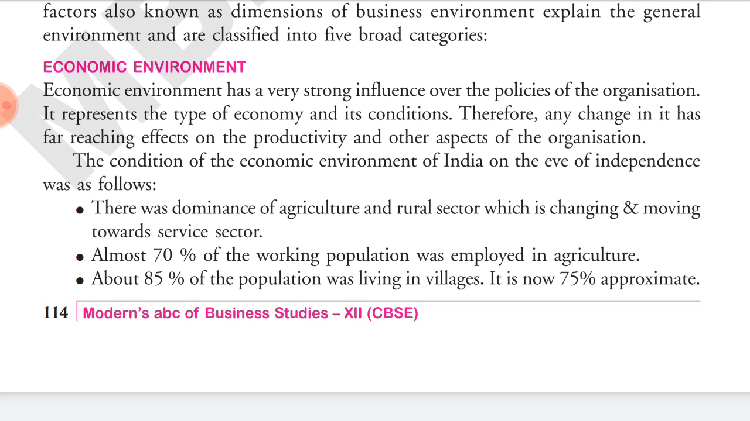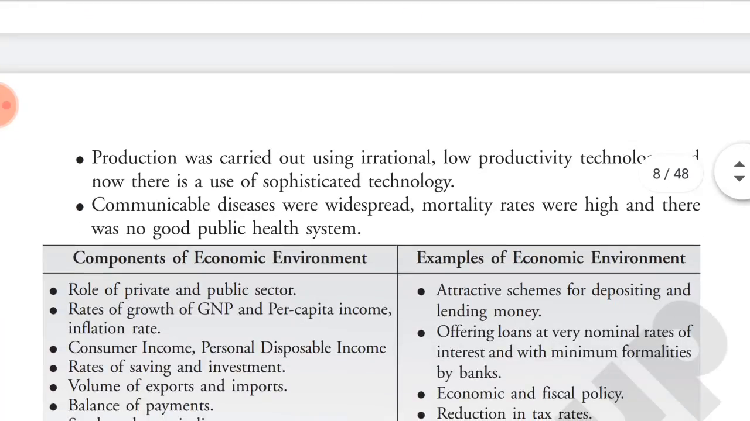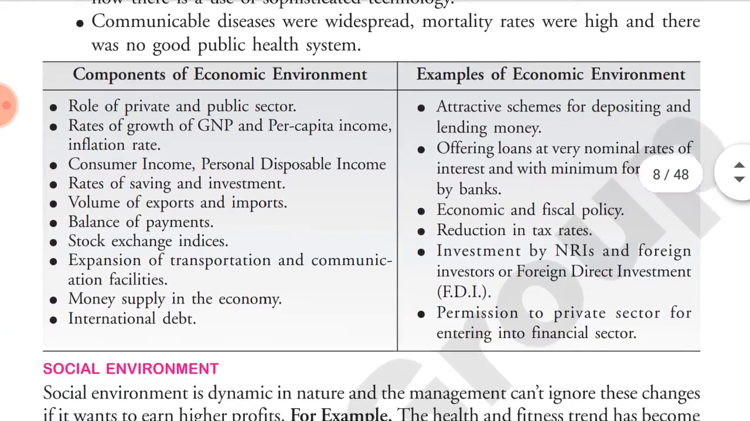So let us see what is given here for the economic environment. Economic environment has a very strong influence over the policies of the organizations. It represents the type of economy and its conditions. Therefore, any change in it has far-reaching effect on the productivity and other aspects of the organization. The conditions of economic environment of India on the eve of independence was something different, and now it has changed drastically. So let us understand it with a simple example.